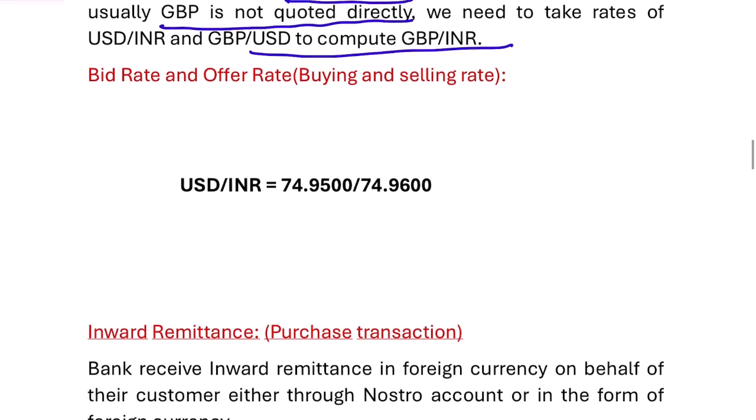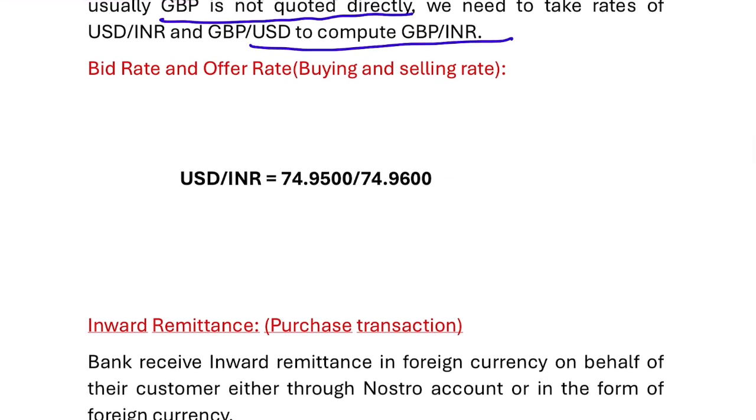And very important is the bid rate and offer rate, buying rate and selling rate. This is the most important. This is where people usually get confused in the numericals. Got it? They have given an example like this: USD by INR is equal to something. Got it? What this means is USD by INR is equal to 74.95 by 74.96. This is called what? Buying rate.